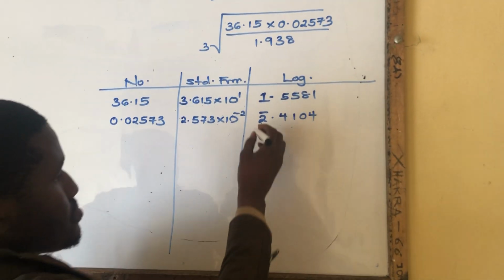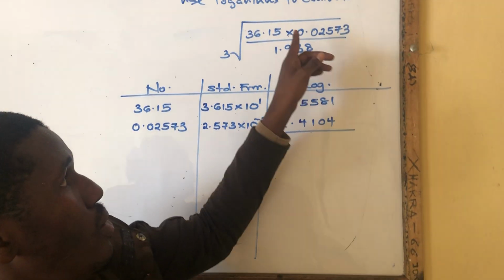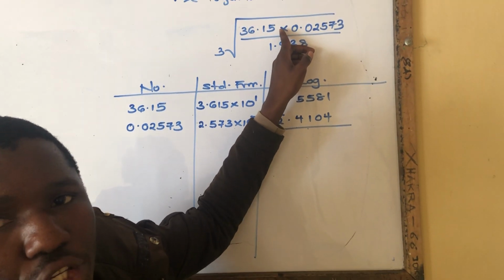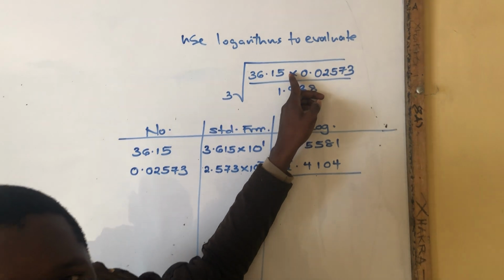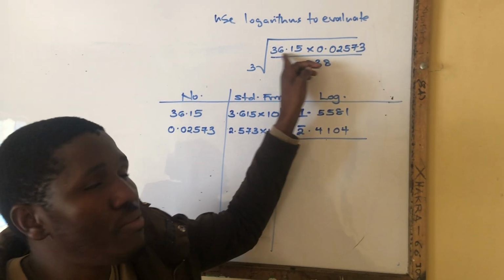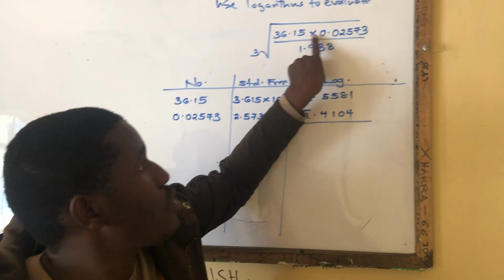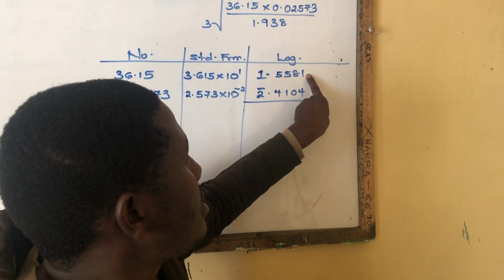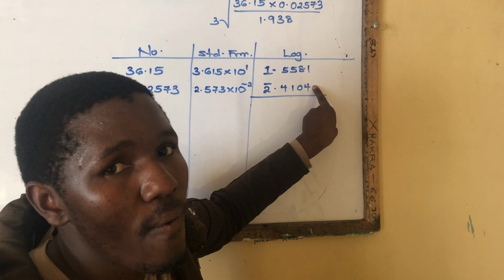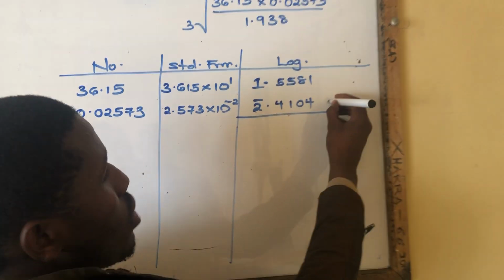What do we do? In logarithms, should you come across multiplication, the logs of the 2 numbers is supposed to be added. While for division, the logs of the numbers are subtracted. Because we have got multiplication between these 2 numbers, the log which we had obtained earlier on and the one we are having right now will be put together through addition. So the 2 logs will be added.